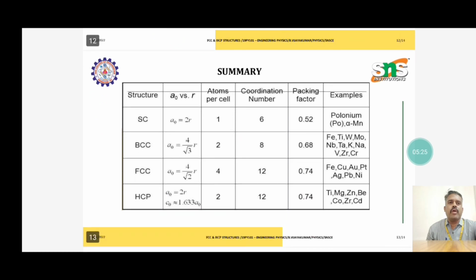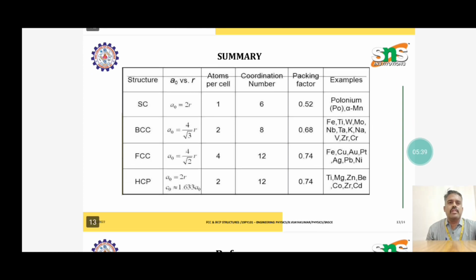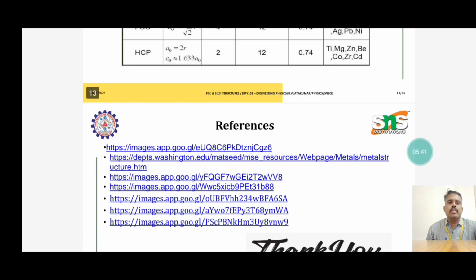Then finally, I give in one slide a summary of all the types of crystal structure: simple cubic, body center, face center, and HCP. So you get a clear idea about this summary slide, and also examples of all the structures. This is all the reference I prepared in this PPT.